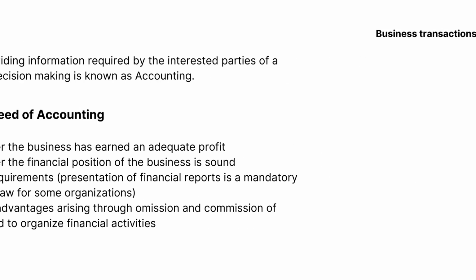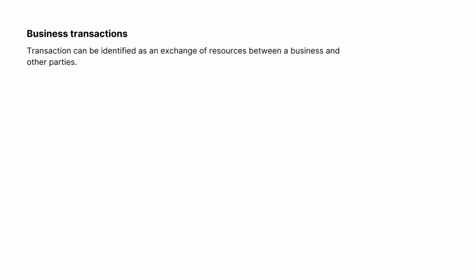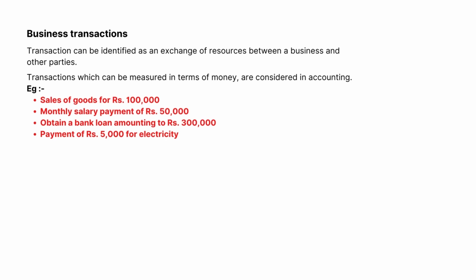So let's see what the business transactions are. When a business carries out its activities, it needs to exchange resources with various parties. For example, when a business purchases goods on cash basis, cash and goods are exchanged between the business and the supplier. Accordingly, a transaction can be identified as an exchange of resources between a business and other parties. In a business, there can be various types of transactions. Among those transactions, the transactions which can be measured in terms of money are considered in accounting.